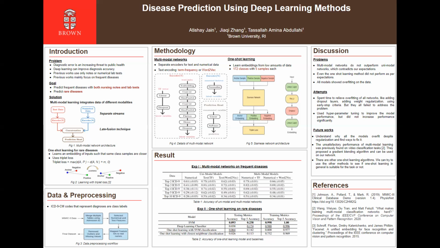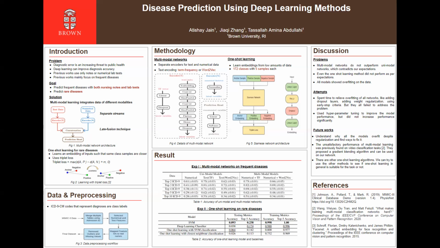For our methodology, we fed this data into a multimodal network to take advantage of both the numeric and text data for diagnosis predictions. To predict rare diseases, we adopted a one-shot learning strategy using Siamese networks and triplet loss. I'll hand over to Giachi to give more details on the multimodal network.